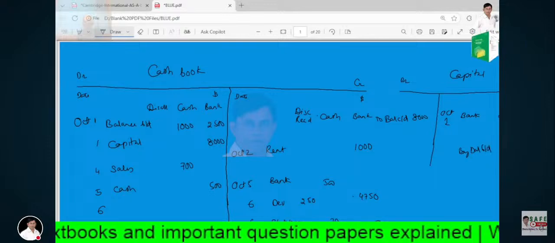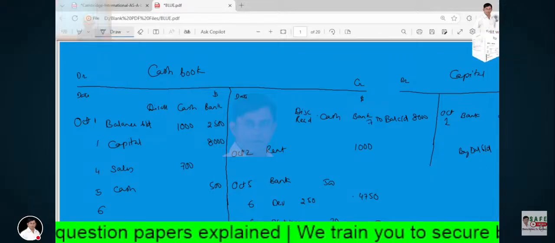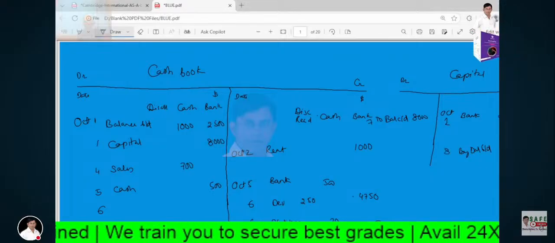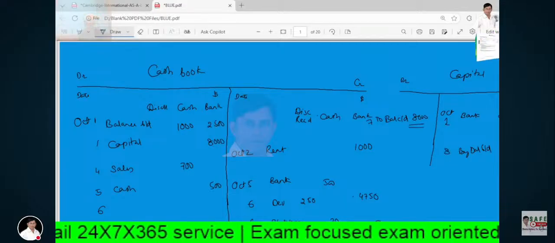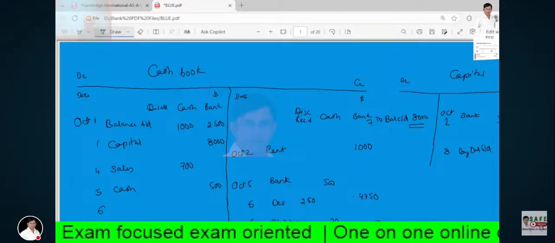So only the dates will change. So here it will be October 7th. Here it will be October 8th or October 17th. So balance brought down.